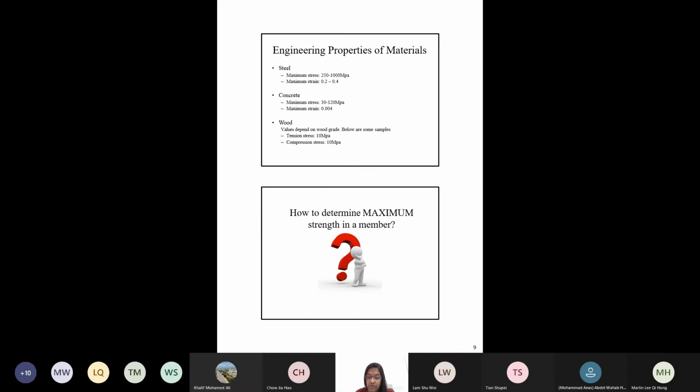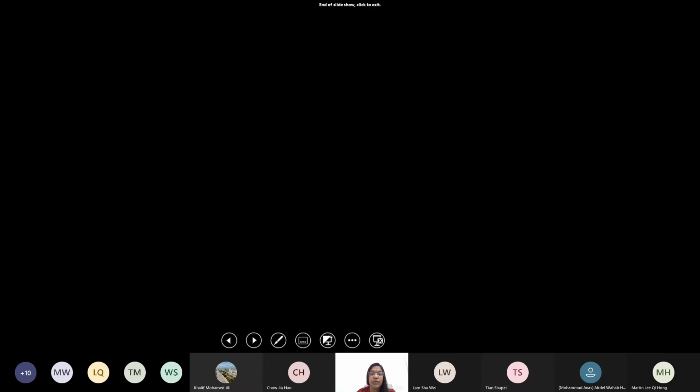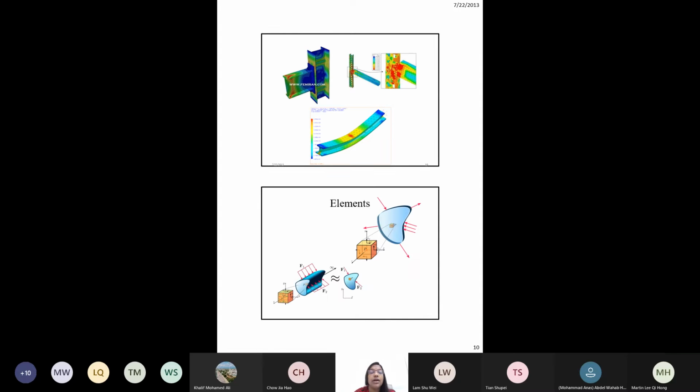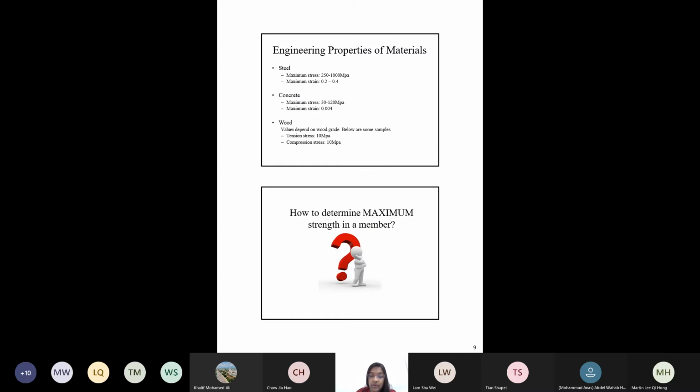I think that's all. Last slide. One moment. Answer me how to determine the maximum strength in a member. I put all the questions already. Come on. How to determine the maximum strength in a member? You keep thinking, and then you have to answer.